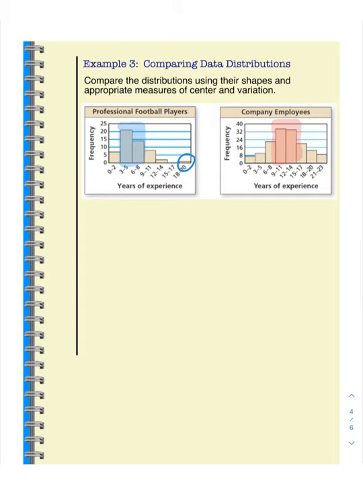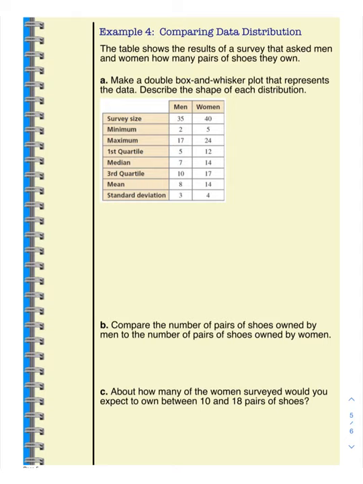For example 4, we're going to look at comparing data distribution specifically with box and whisker plots. If you need a refresher on how to create box and whisker plots, or you need some extra help on how they work, I would look back at the 11.2 notes. We went over how to create box and whisker plots there.